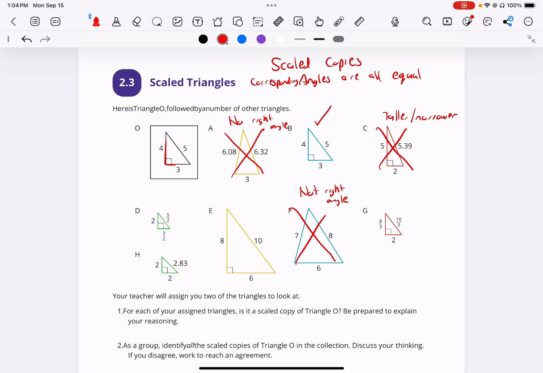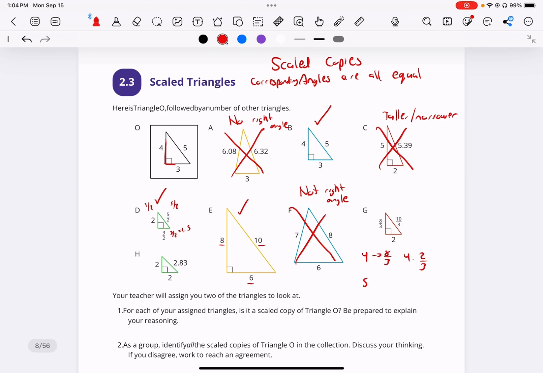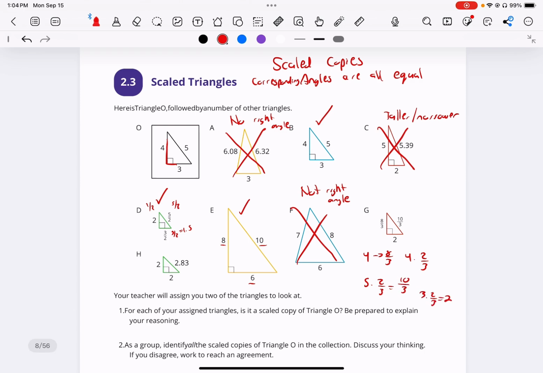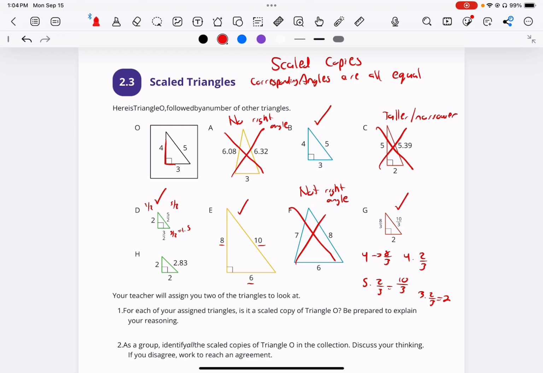Triangle D, everything got cut in half. So it went from half of 4 is 2, 5 over 2 is half, and 3 over 2, that's 1.5. So triangle D is a scaled copy. E, everything got bigger by being multiplied by 2, so E is a scaled copy. G, I noticed that I went from 4 to 8 over 3, so that's 4 times 2/3. If I did 5 times 2/3, that's 10 over 3, and 3 times 2/3 is 2, so G is a scaled copy. And H, 2 and 2, those are the same, but it was 4 and 3. Those can't be the same, so that is not a scaled copy.